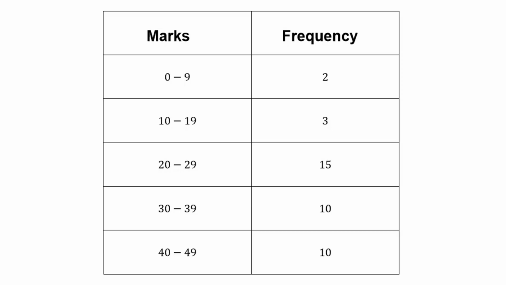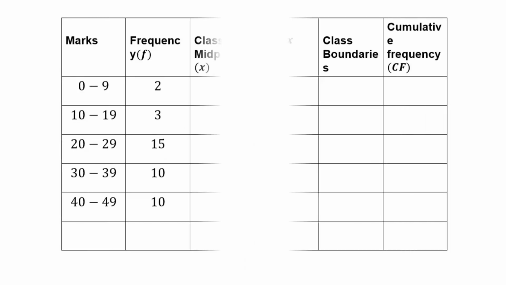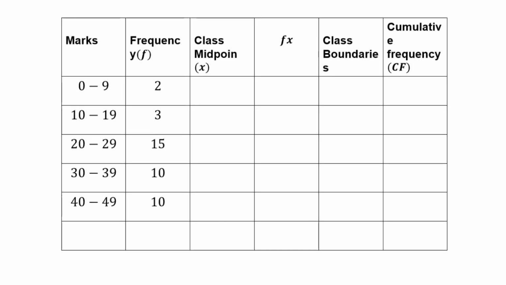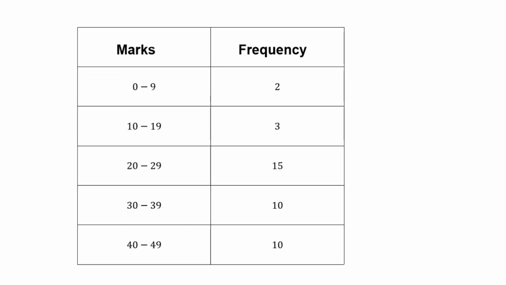So let's have our table. This is what we are going to have. We are going to have frequency. The frequency and the marks were given already. So we are going to work out the class midpoint, fx, class boundary, and cumulative frequency.